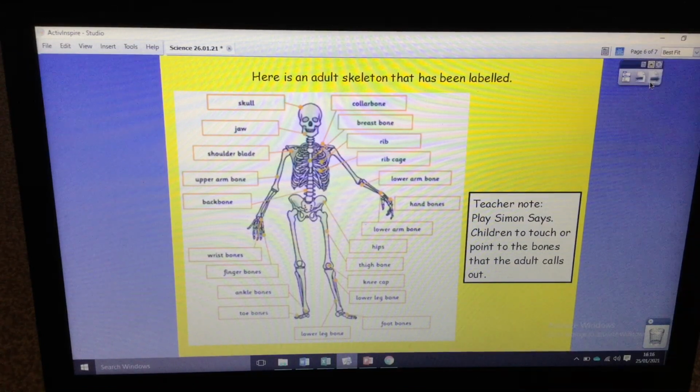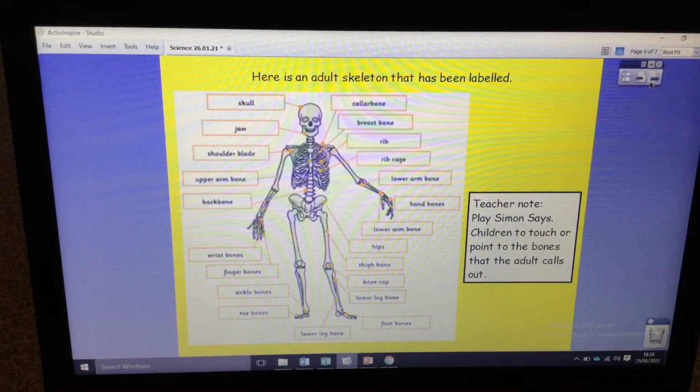Okay, I'm going to play Simon Says, and you need to touch the bone that I say. Obviously, I don't know if you're doing it right, but hopefully I'll be able to point to it afterwards and you'll know for yourself if you were right or not.